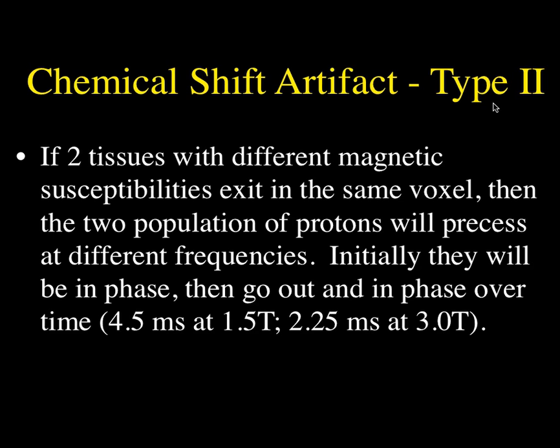Well, there's a second type of chemical shift artifact, and that's when there are two tissues with different magnetic susceptibilities and they're in the same voxel.